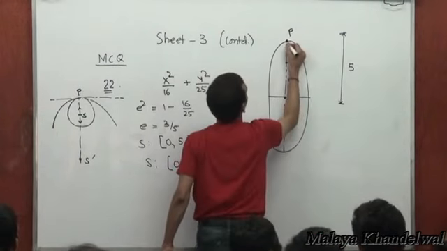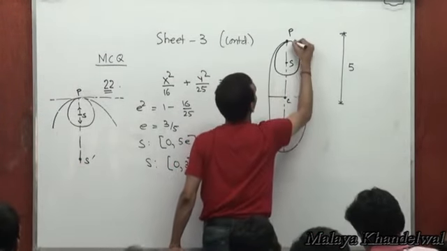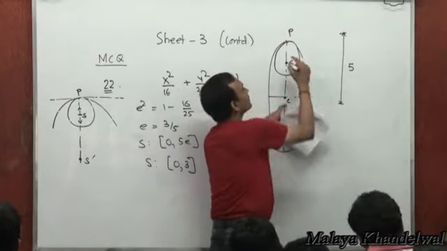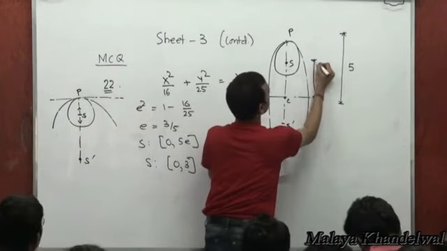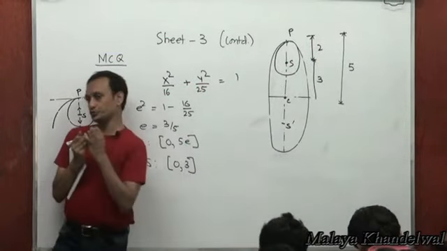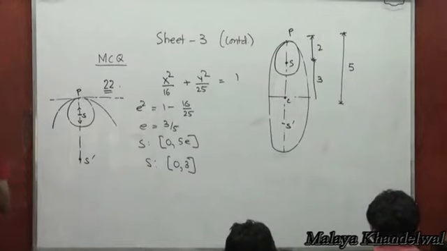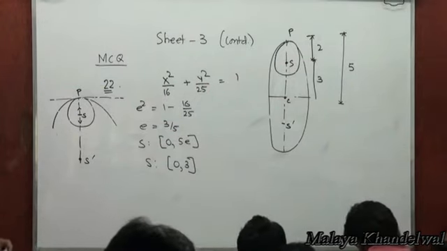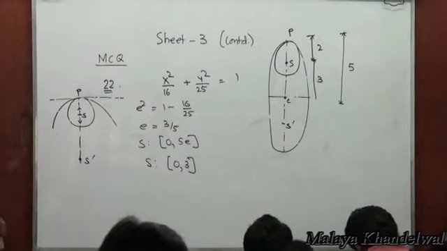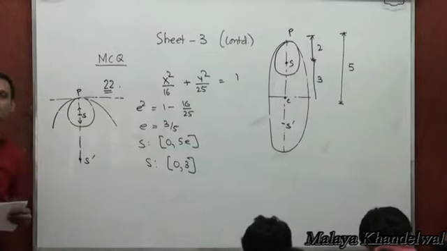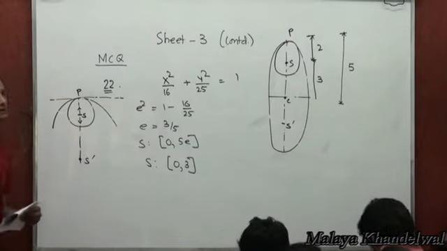And therefore, the radius of the circle, this is 5 units, and this we have found is 3 units. So the radius of the circle must be 2 units. The radius of the circle must be 2 units. Make sense? Shall we proceed?